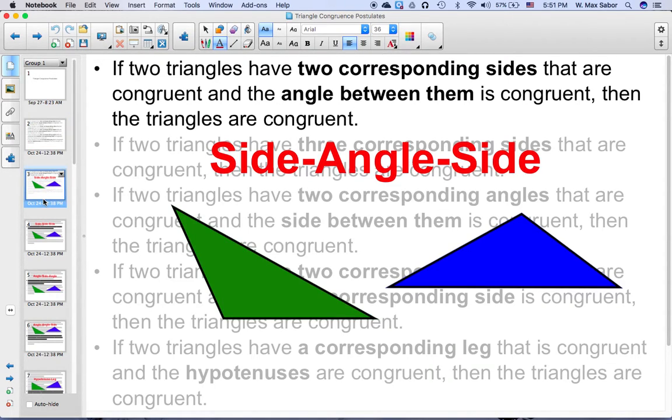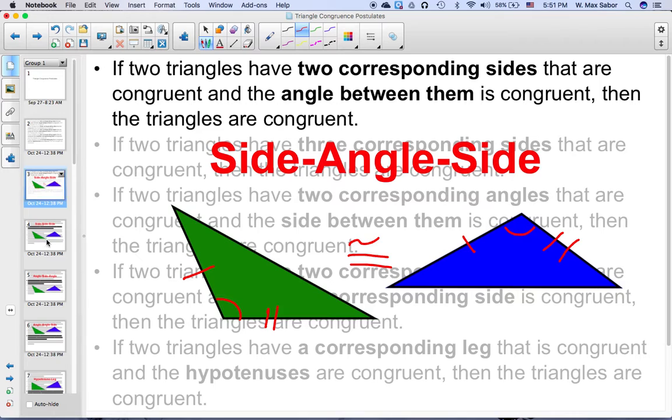If two triangles have two corresponding sides that are congruent, like this, and the angle between them is congruent, then the triangles are congruent. So that's called side angle side, and it's saying that once I know that these things match, then I can say that the triangles are congruent.